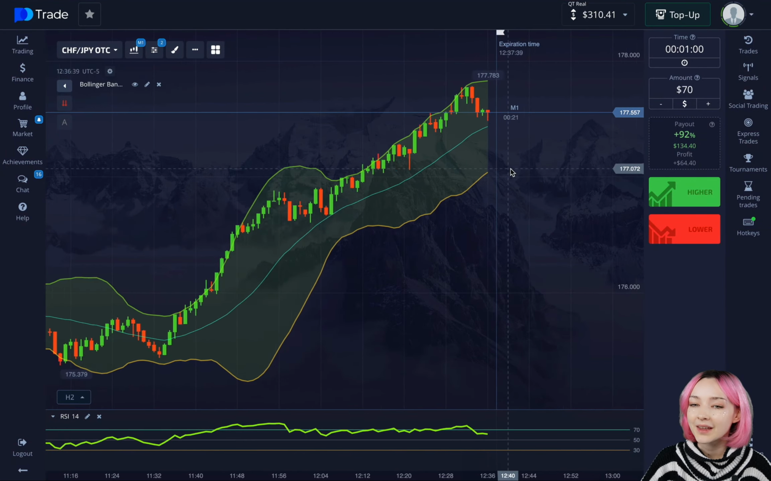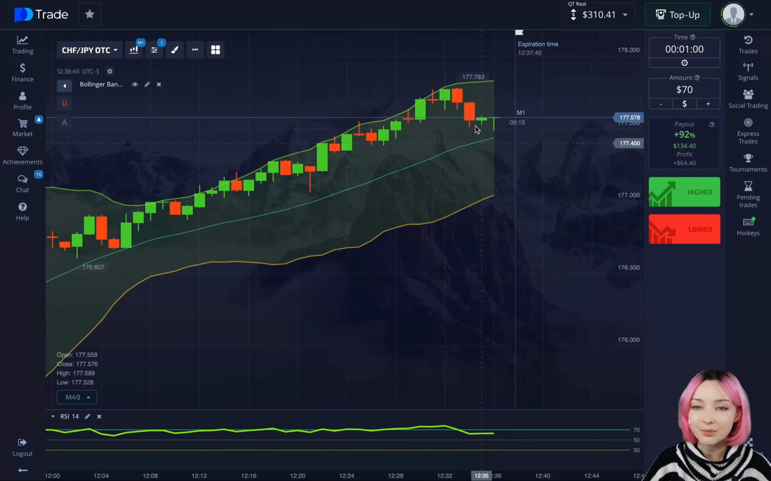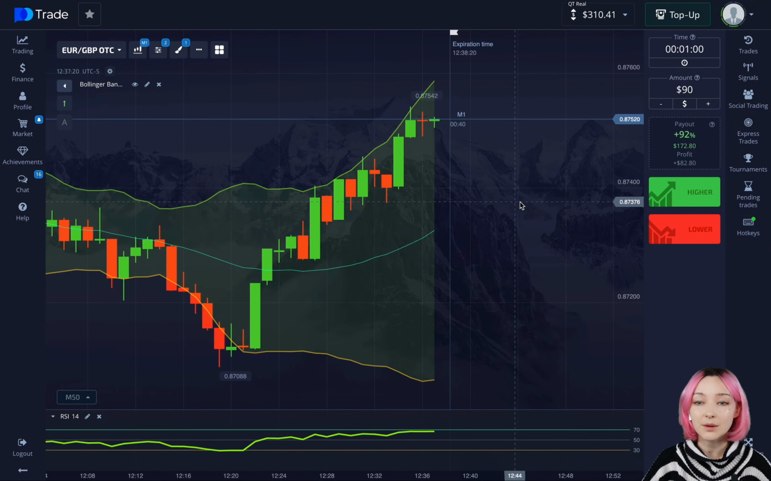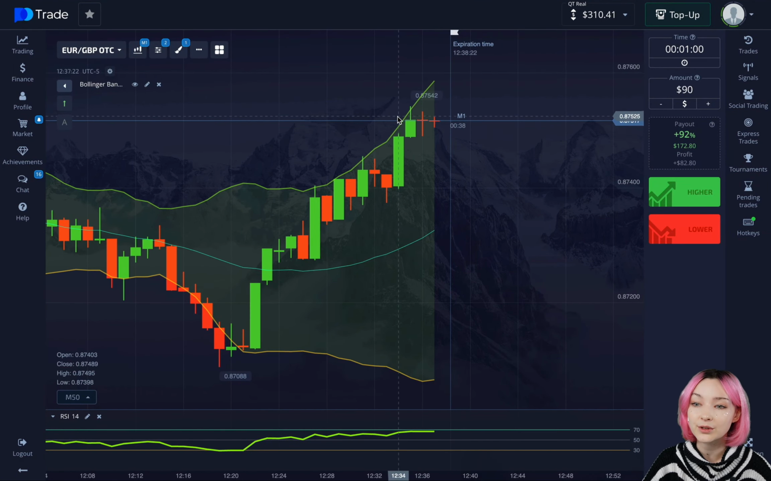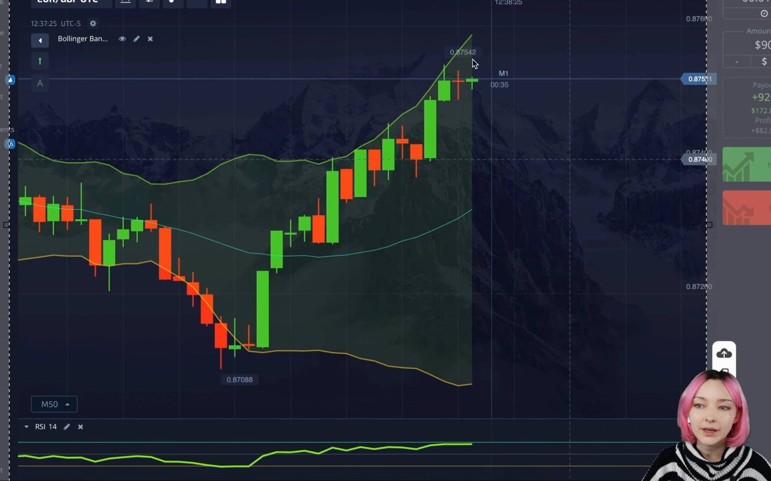RSI came back into its normal trading range and the chart bounced from the top border. I guess we're done with this situation. Let's keep going. Some of y'all might consider opening a downward deal here. Let's clear this situation up and figure out why I wouldn't want to trade downwards now, although it may make sense at the moment. Why so?